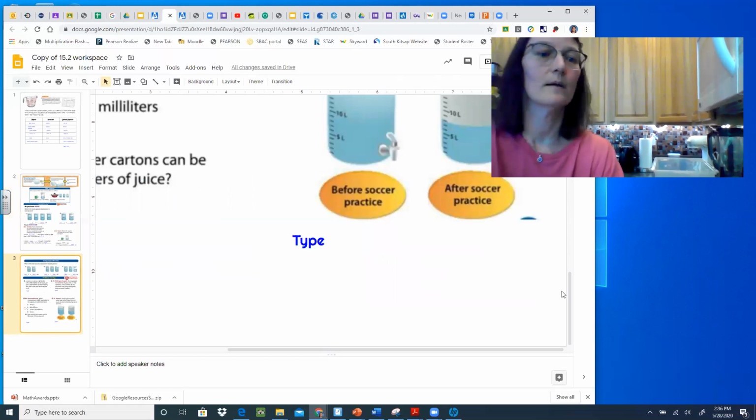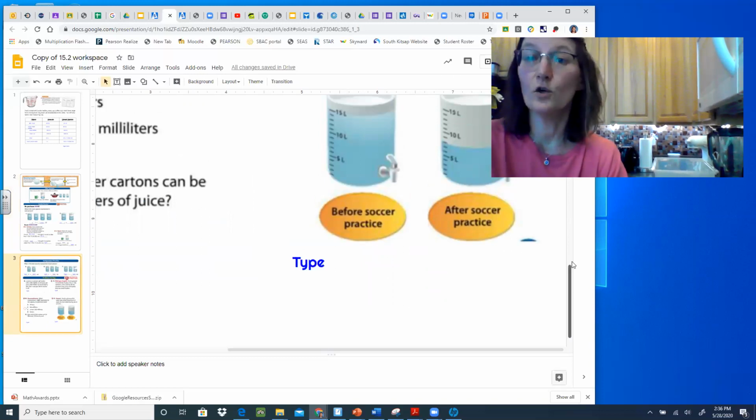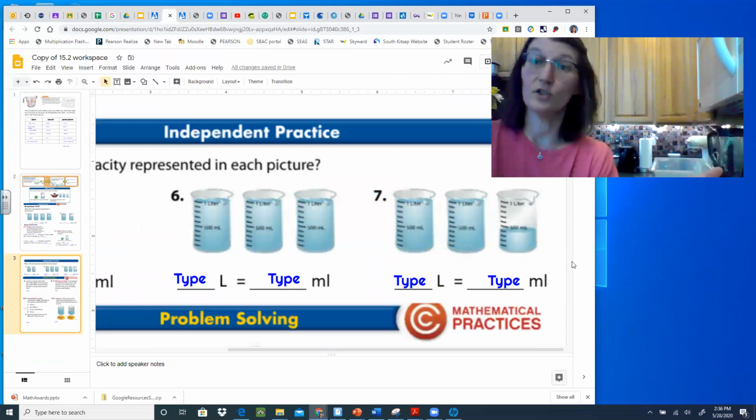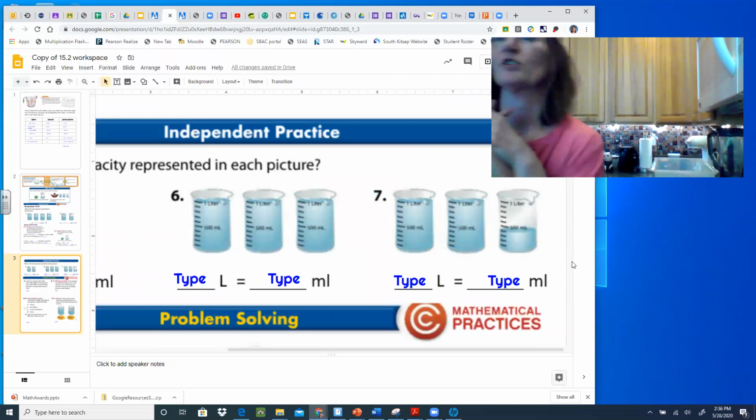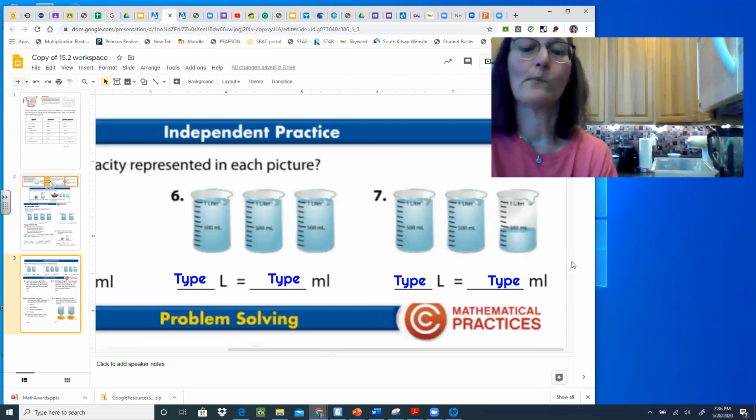Okay, scrolling back up to the top. So if you stop at a half hour, this is your stopping point. If you're like, no, I'm just going to get her done, then keep going with me.